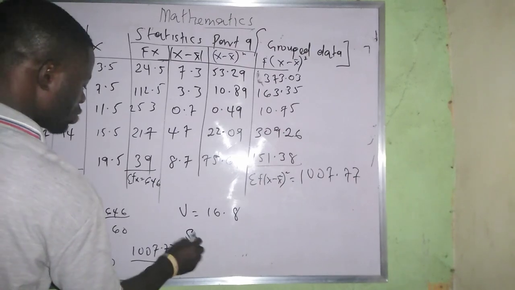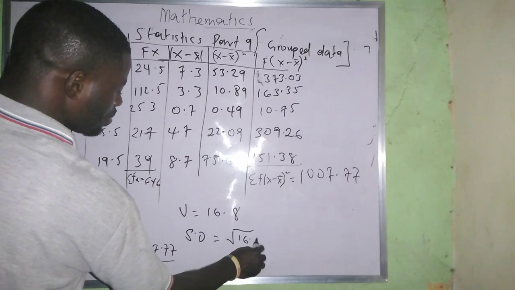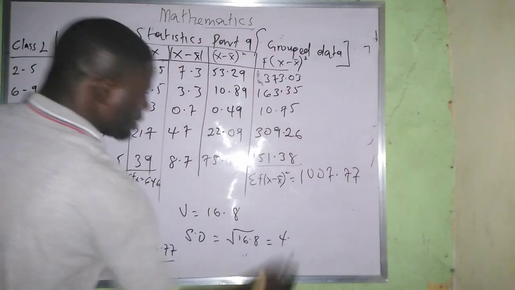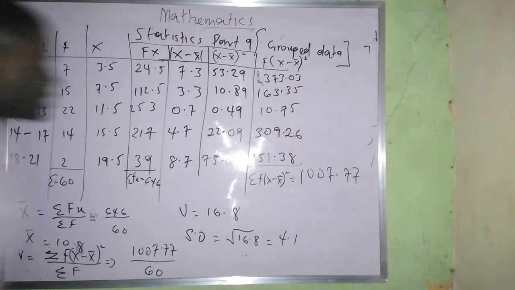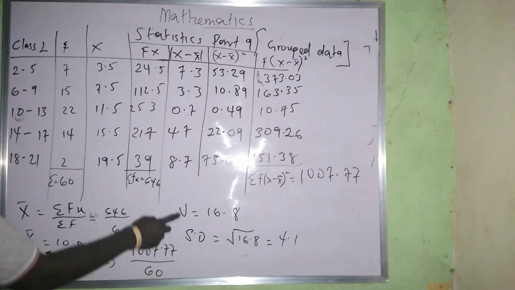My standard deviation, which is called SD, is the root of my variance, which is 16.8. What am I going to have? It means I'll be having the square root of that, which is going to be 4 point what? 4.1 in terms of approximation. Now my standard deviation is 4.1. I will now move on to coefficient of variation.